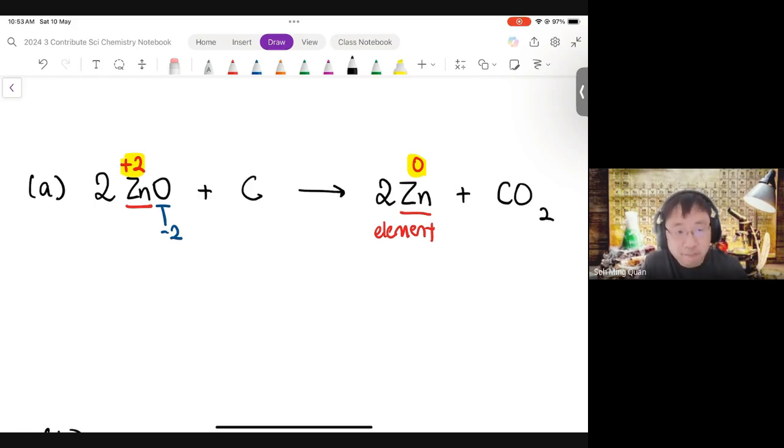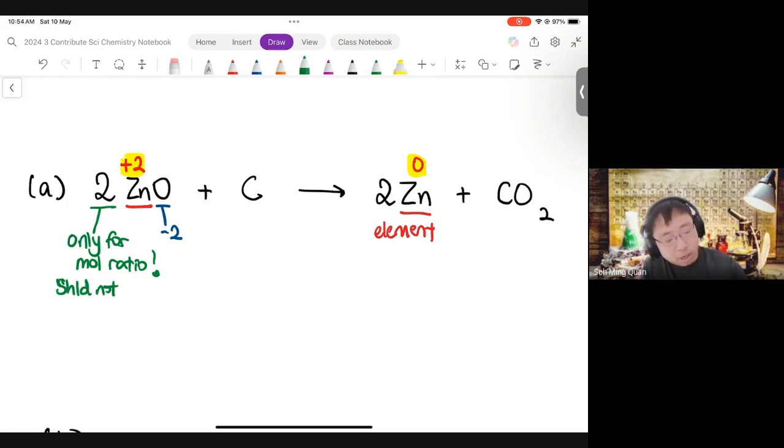It's reduced. Now, there is a 2 in front of the ZnO. The 2 in front is only for mole ratio. This means that the 2 should not appear in your redox answer because it doesn't affect your redox calculation. It doesn't affect what is reduced and oxidized. It is wrong to say that 2ZnO is reduced. The correct answer is just ZnO is reduced.